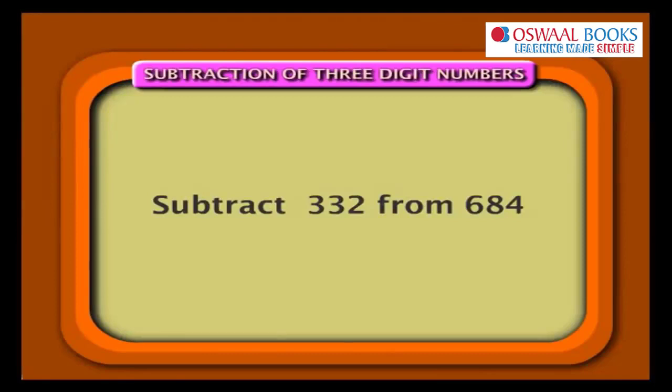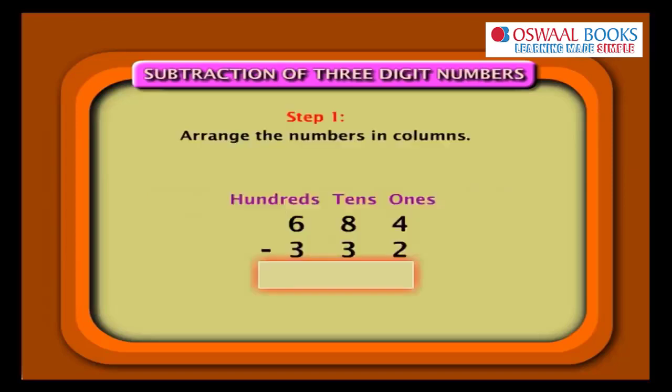Example, subtract 332 from 684. Arrange the numbers in columns. Take away the ones from the ones. 4 minus 2 is equal to 2. Write 2 below the ones column. Take away the tens from the tens. 8 minus 3 is equal to 5. Write 5 below the tens column.